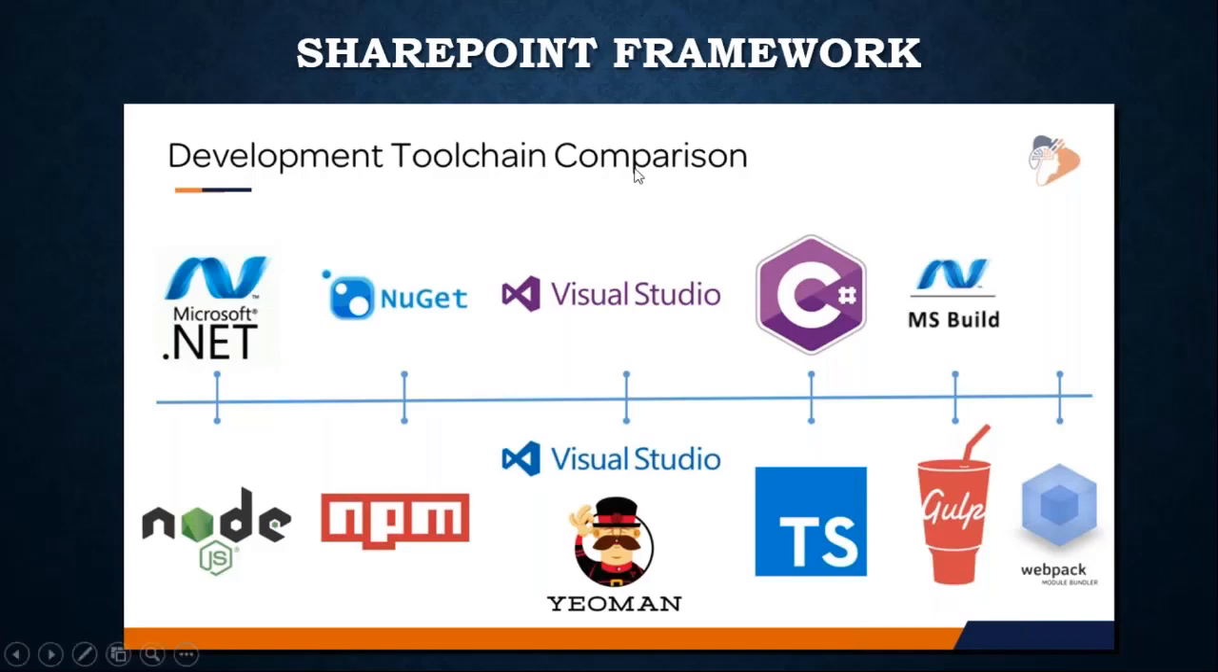You can see at the top, this is sort of the old school. Back in 2001, .NET came out. I learned .NET, and there's NuGet, and Visual Studio, and C# and MSBuild. And I spent a lot of time learning these tools. Well, Microsoft pulled the rug out from under me, and they said, hey, how about learning Node.js and NPM and Yeoman and TypeScript and Gulp and Webpack?